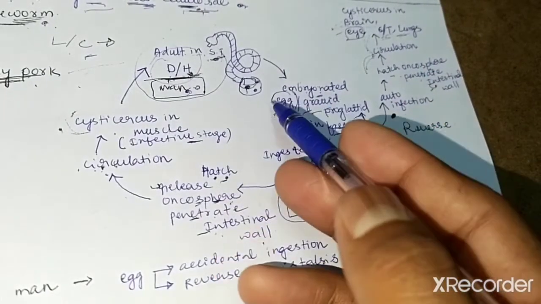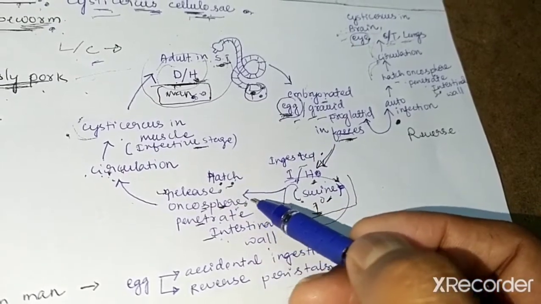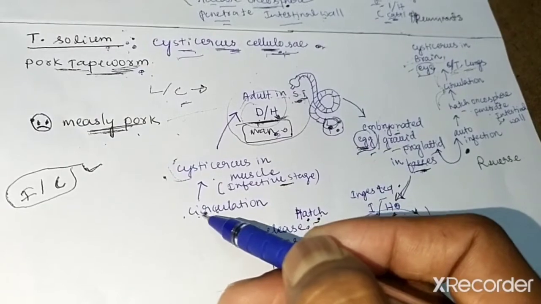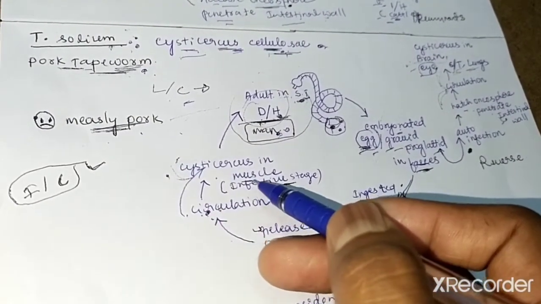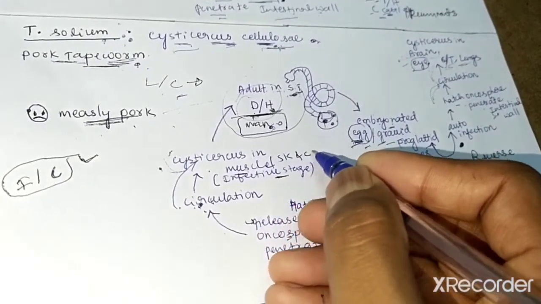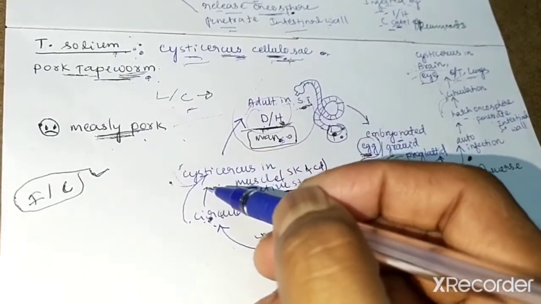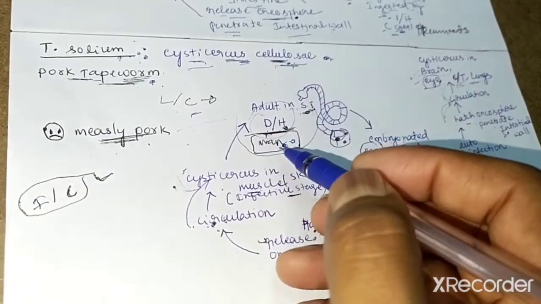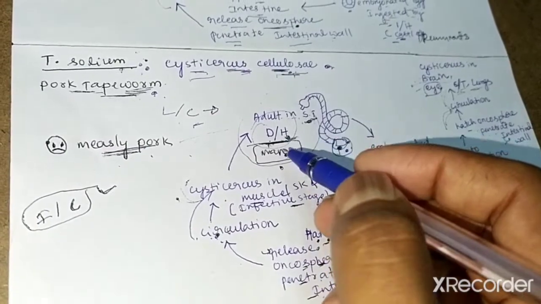The ingested embryonated egg will hatch in the intestine, leading to liberation of the oncosphere. This oncosphere will penetrate the intestinal wall and enter into the circulation. From the circulation, it will reach other organs such as muscle, mainly skeletal muscle and cardiac muscle. Then the pork which is prepared from the infected muscle is taken by man, which leads to the infection in the definite host, or man.